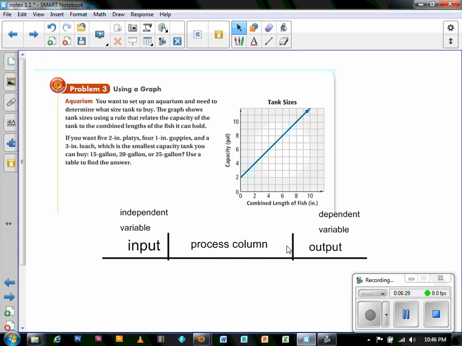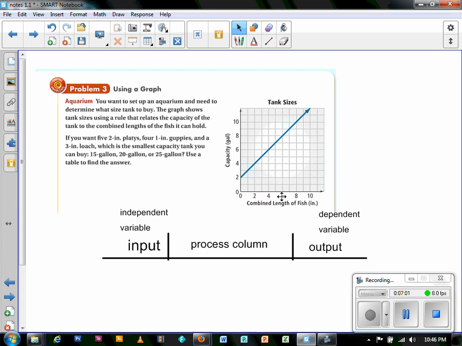Now, we have an aquarium here, and you want to set up the aquarium, and you need to determine what size tank to buy. The graph shows tank sizes using a rule that relates the capacity of the tank to the combined lengths of the fish it can hold. And what that means is if you look at the x-axis here, these numbers represent the total length of your fish. So if you buy 2 fish that are each 3 inches long, that would be 6. That's where you would be.